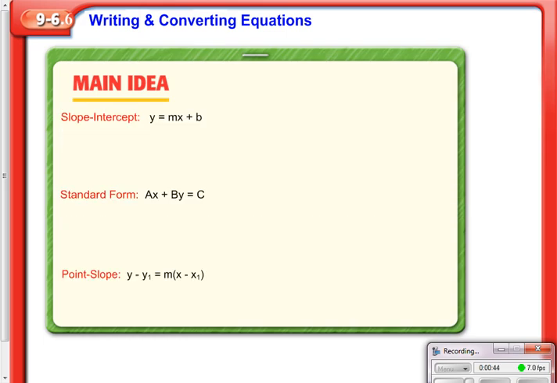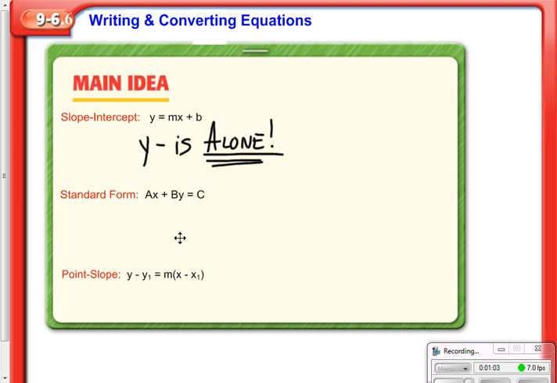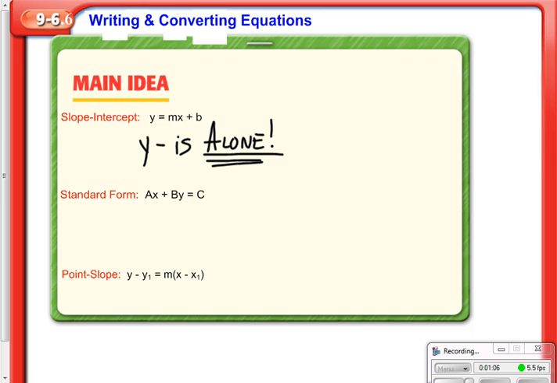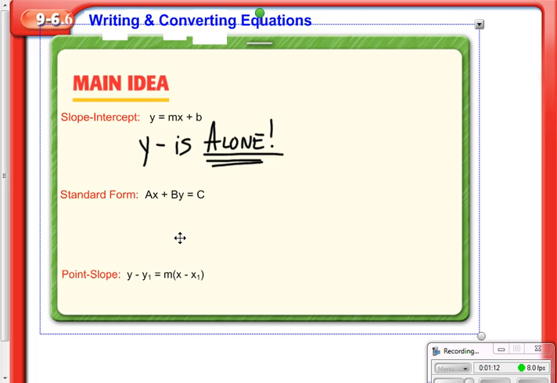Next portion, I want you to go ahead and write these equations down quickly, and we're going to make a comment about each equation here. So remember, slope-intercept form, y has to be by itself. Y is alone. Standard form, ax plus by equals c. One thing to note here, look, y is not by itself. So when y is not by itself, it is not in slope-intercept form. This is called standard form, ax plus by equals c.